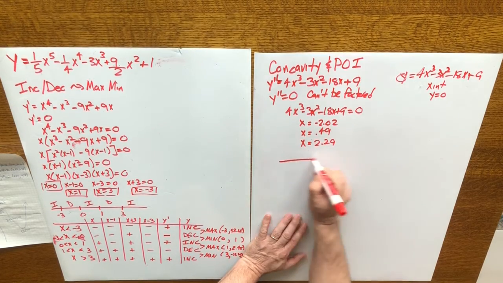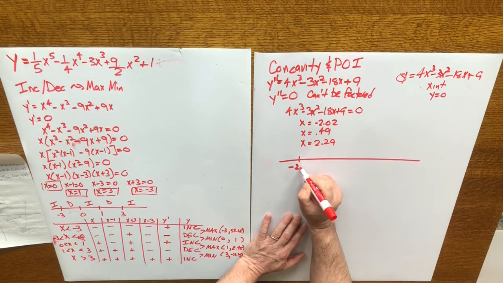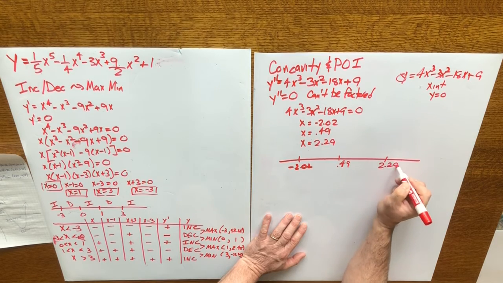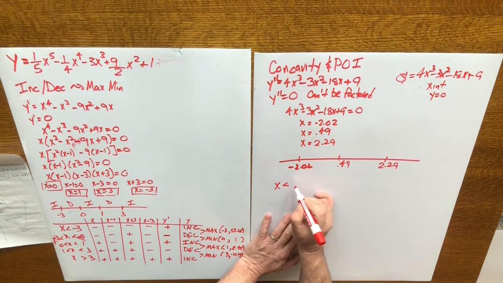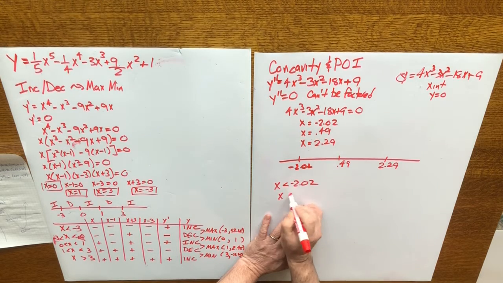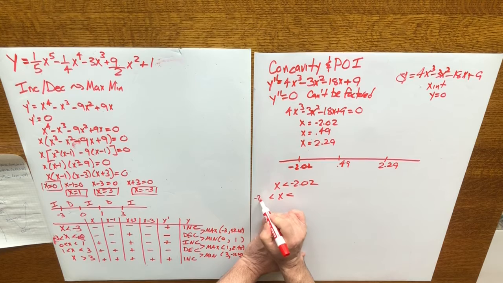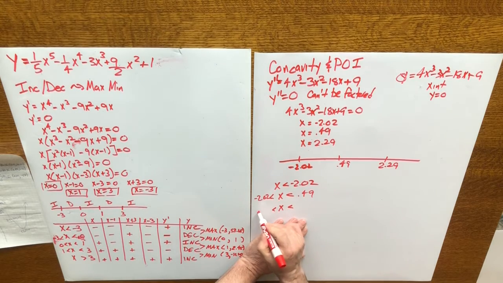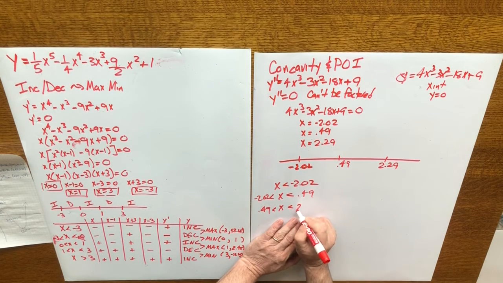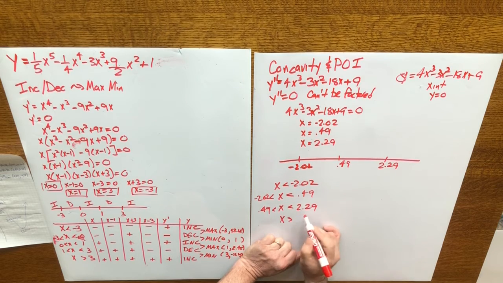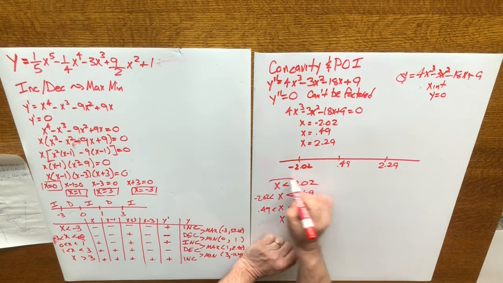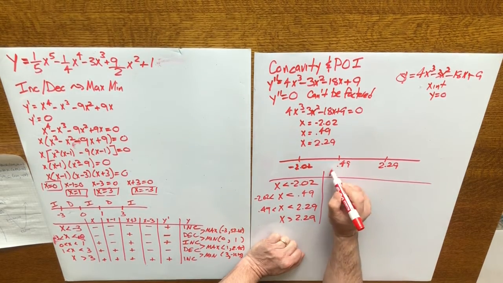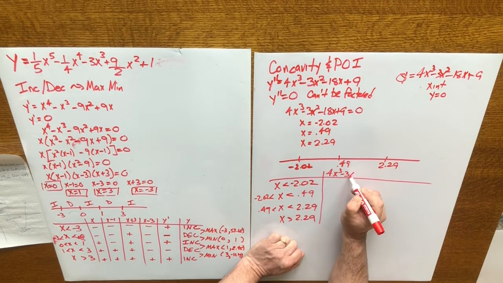But we can still carry on after that by making a number line again for the second derivative. And now making my chart. X is less than minus 2.02. X is in between negative 2.02 and 0.49. X is in between 0.49 and 2.29. X is greater than 2.29. Now there are no factors, no columns for each factor. I couldn't factor it, so I'll just have to use one column for the whole second derivative.